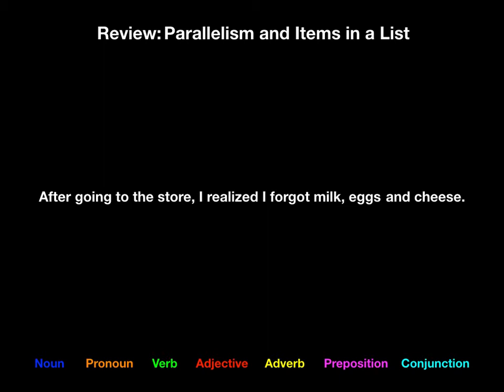Hopefully, you will be able to identify the list at the end of this sentence: milk, eggs, and cheese. As we have 3 or more items, we need to ensure that we have a comma between each of these items. Therefore, we will add a comma after eggs. After going to the store, I realized I forgot milk, comma, eggs, comma, and cheese.